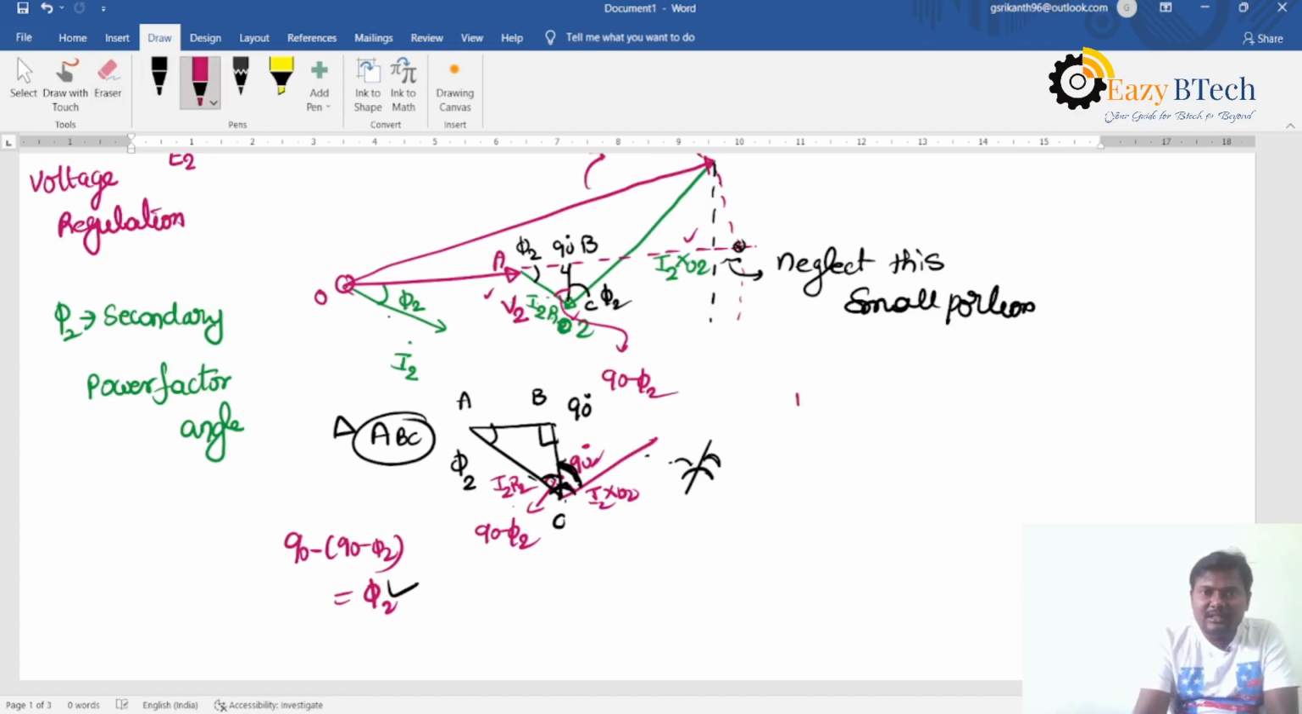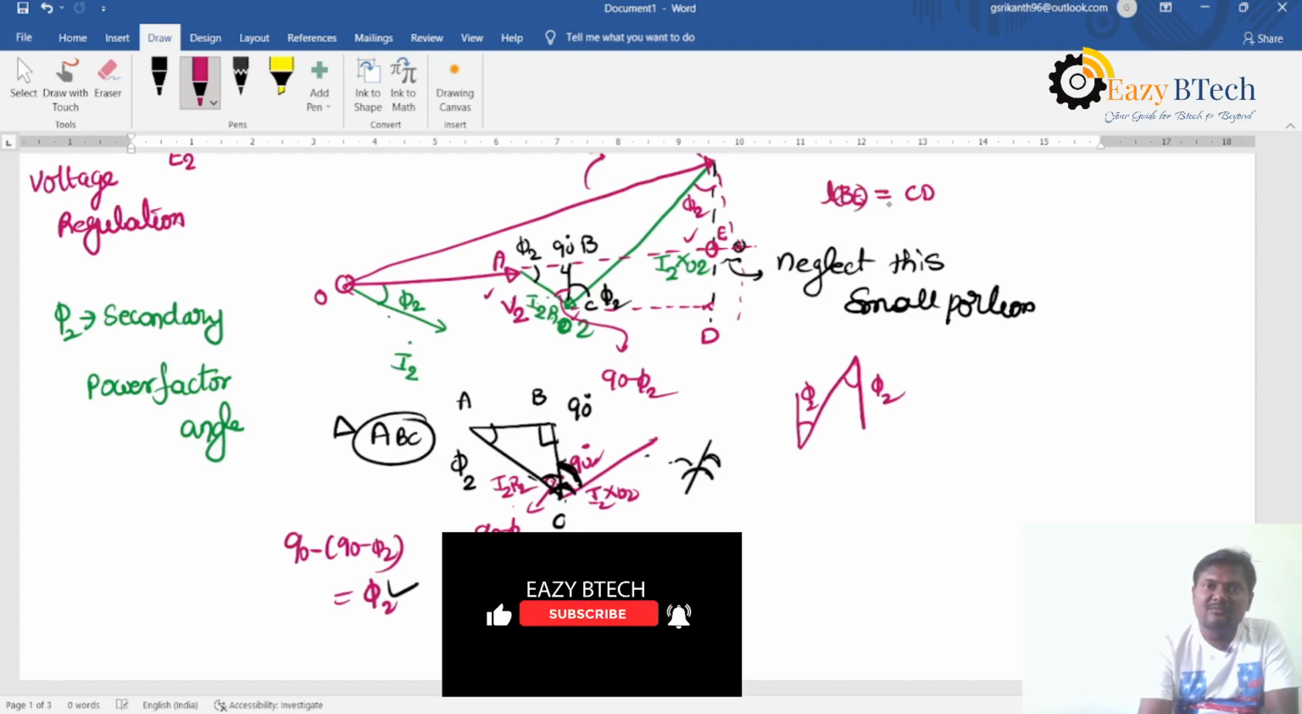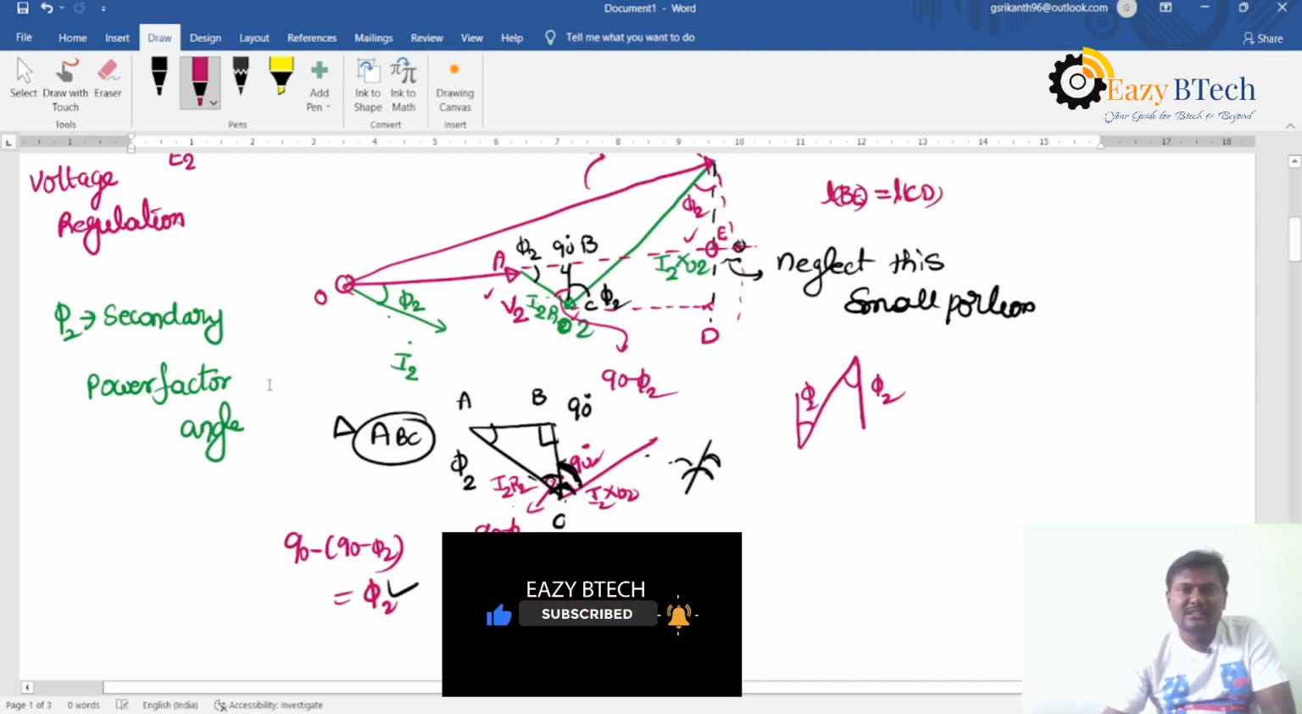So using mathematical concepts, this is phi 2, and now this angle is also phi 2. Yes, this angle is also phi 2. And from this C point, extend this line, it will touch at D point, and here it will touch at E point, and the BE value should be equal to CD. The length of BE is equal to length of CD.